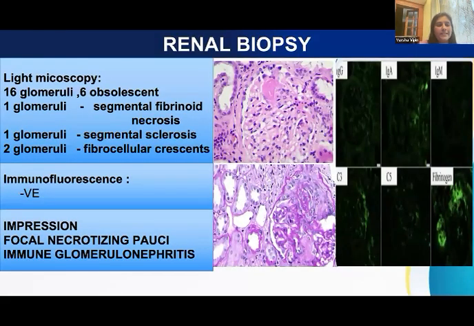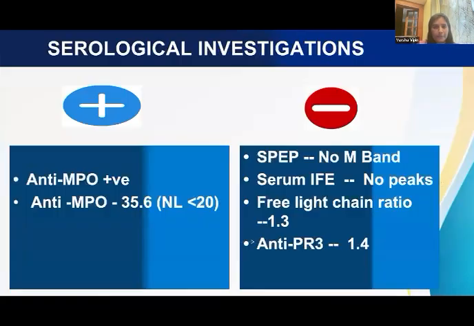We went ahead with renal biopsy, and in the biopsy we could get around 16 glomeruli, of which 6 were obsolescent. One glomerulus showed segmental fibrinoid necrosis. There was one glomerulus with segmental sclerosis, and two of them showed fibrocellular crescents. IF was fully negative for C3, IgG, IgA, and IgM. So we got an impression of focal necrotizing pauci-immune glomerulonephritis.